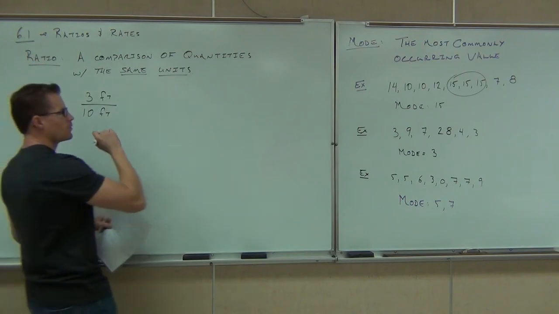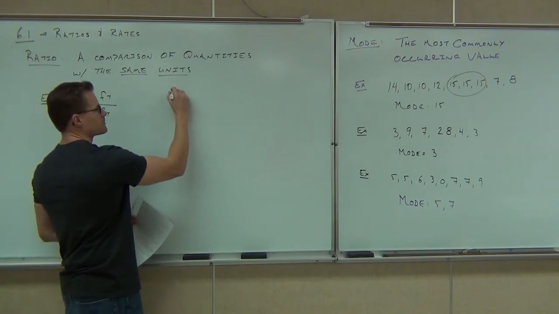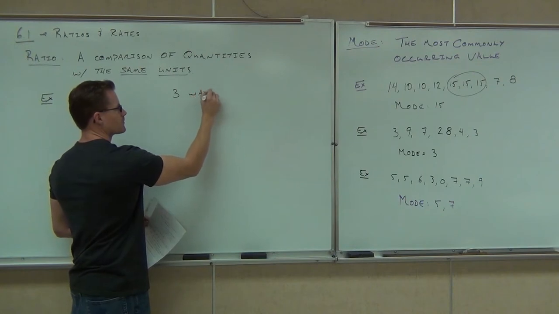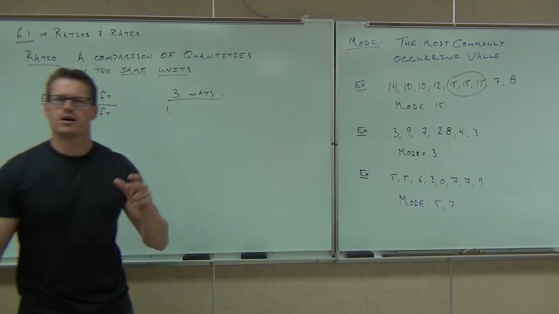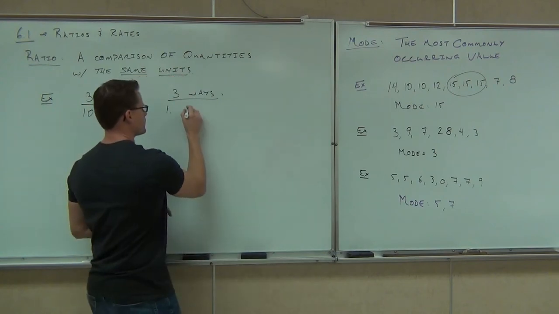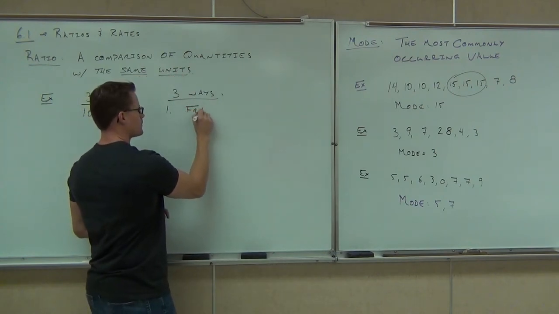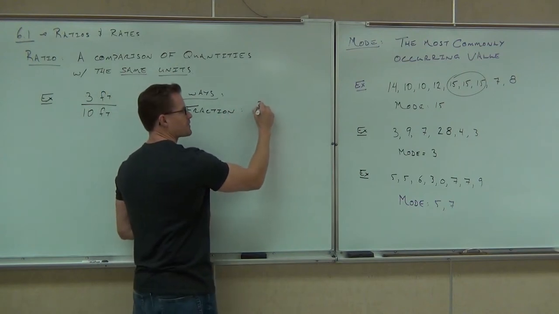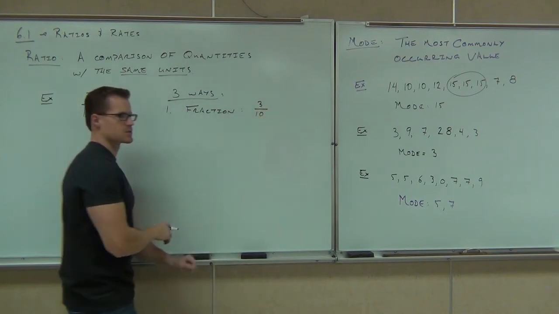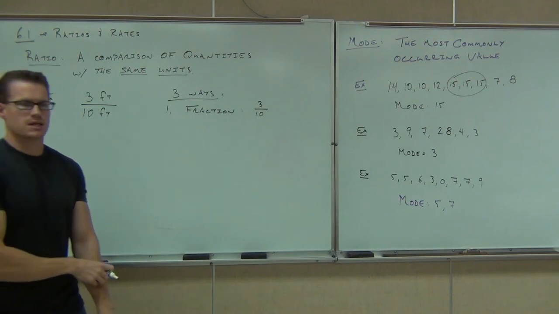So we can write ratios three different ways. First way, we can always write a ratio as a fraction. For instance, for us, we already have on the board 3/10.